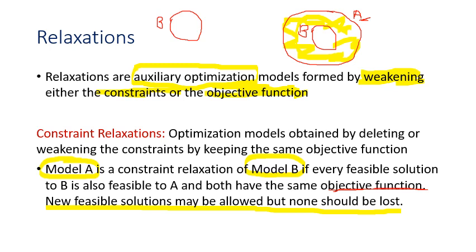Okay. Then assume that we have model A with a larger feasible region. Okay. But in this way, this shaded area here is feasible for B, but not feasible for A. Then it means that according to this definition, A is not a relaxation for B. Okay? The feasible region of B should be contained in the feasible region of A. If that is the case, then we call it a relaxation.